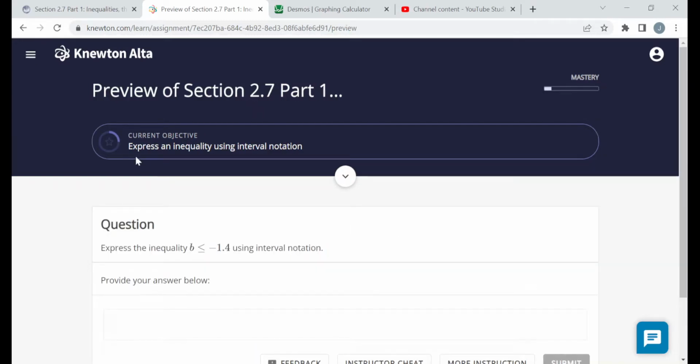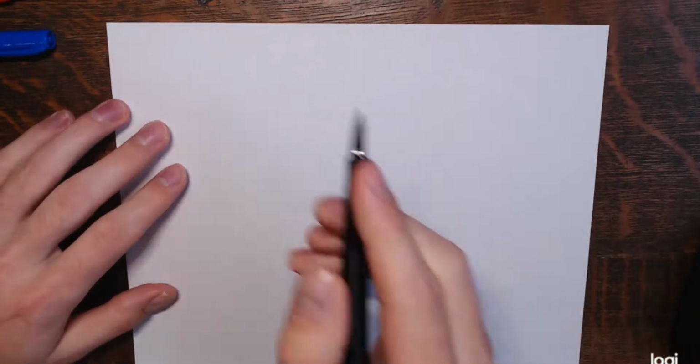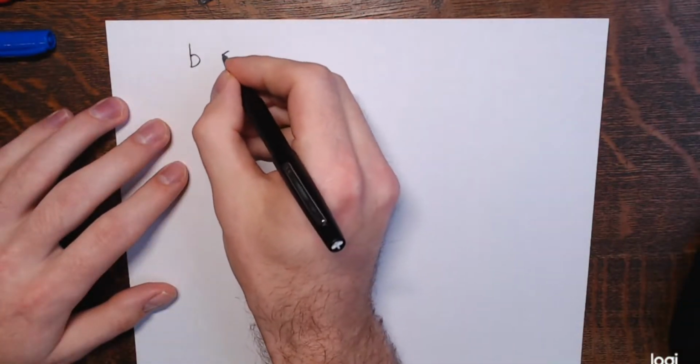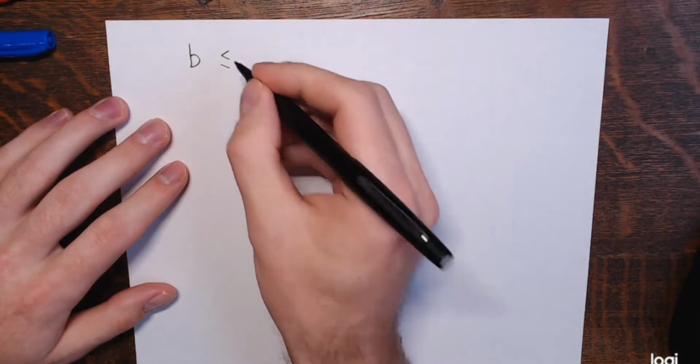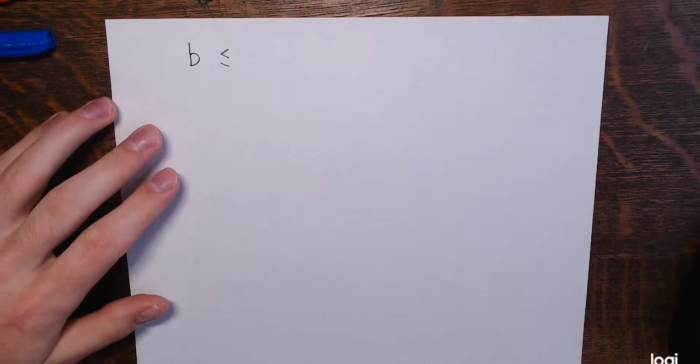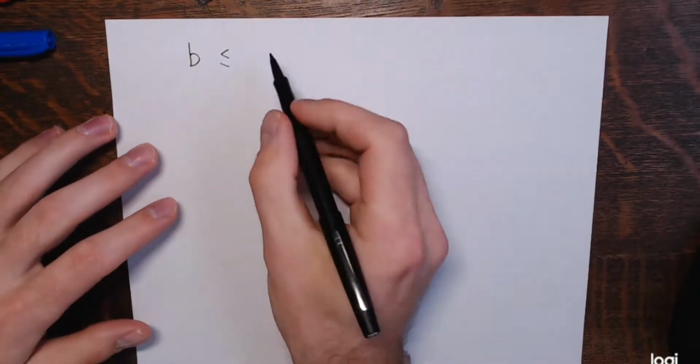Alright, so it's sticking with this objective, express an inequality using interval notation. So once again, I'll draw a picture first. I like drawing a picture of the solutions to an inequality on a number line, and then I find that picture makes it easier to write out the interval. So this inequality, we have the variable b. Here it is, b is less than or equal to. Right, you got the or equal to now in there. Negative 1.4. Right, negative 1.4.